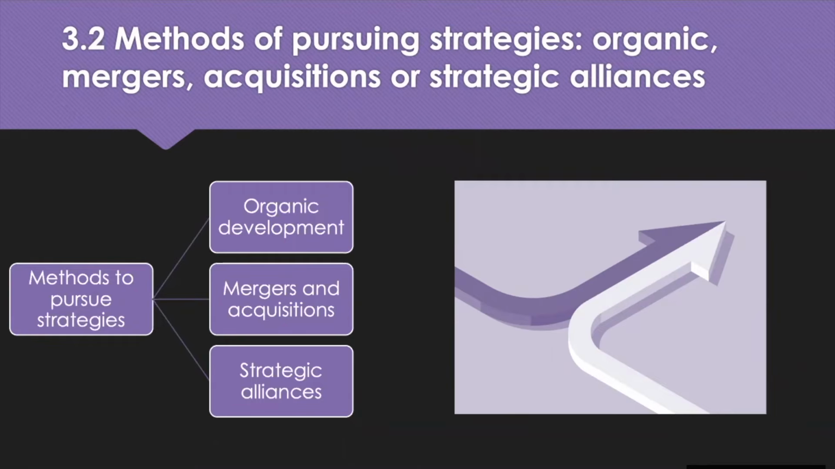So we're now going to move on to methods of pursuing strategies. This can be organically, through mergers and acquisitions, or strategic alliances, but regardless of your strategic decision, each organisation will have to consider the best method to adopt to pursue a chosen strategy. So organic development is the most straightforward and most commonly used method. It's a strategy that's developed by building on and developing your own capabilities. So it's a primary strategic method for achieving organisation growth.